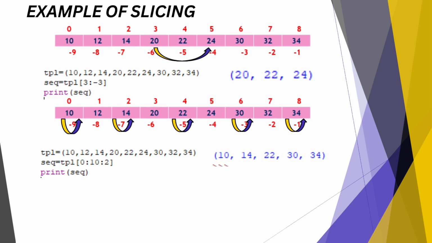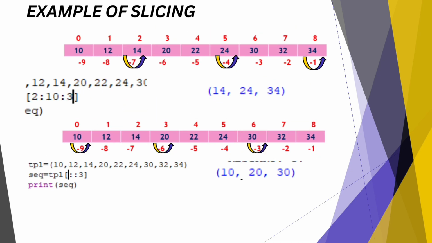Tuple1[3:-3]. So starting with the third index, the stop value is -3. The stop value is not included. The answer will be 20, 22 and 24. Then the second sequence, [0:10:2]. Here the step value is 2. Starting with 0 till the last will be printed, but the step value will be 2. Now in this case [2:10:3], that means starting with index 2 and the step value is 3.